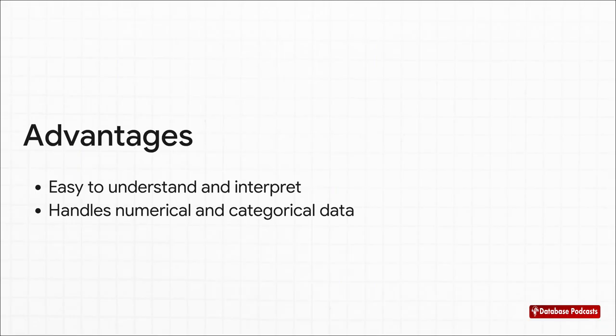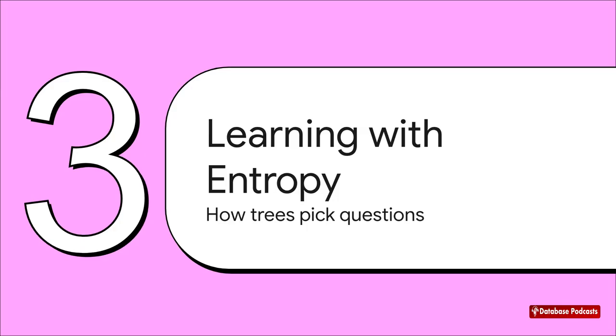And there are some huge advantages to this approach. The biggest one? They're incredibly easy to understand and interpret. I mean, you can literally print one out and show it to someone who's not a data scientist, and they'll get it. Plus, they're super flexible. They can handle both numerical and categorical data, and they can even work with data that has some missing values, which is a lifesaver.